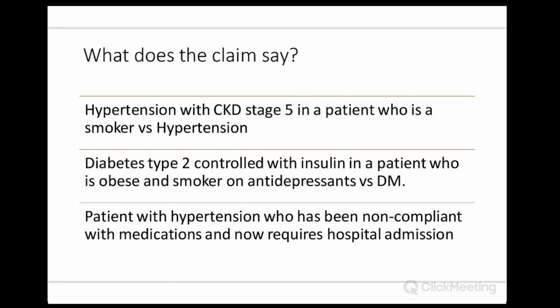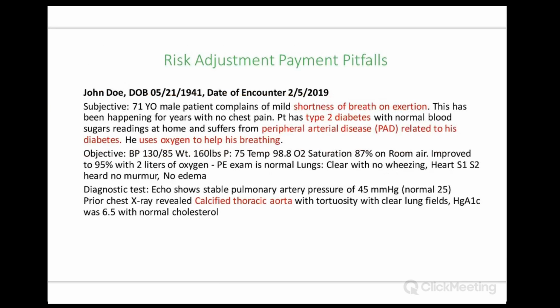Diabetes type 2 controlled with insulin in a patient who is obese and a smoker on antidepressants versus just saying diabetes. You can say a lot about a patient in a few diagnosis codes if you document it right and get that clear picture going. And a patient with hypertension who has been non-compliant with medication and now requires hospital admission. Make sure you're telling the true story to get everything across.